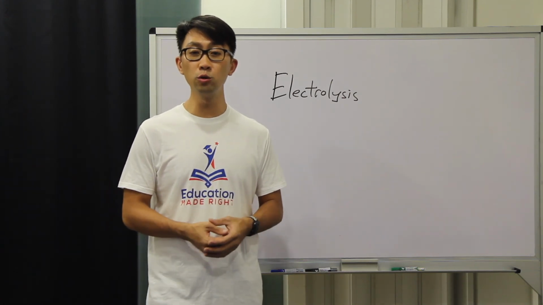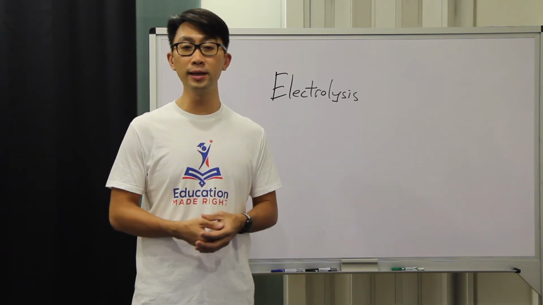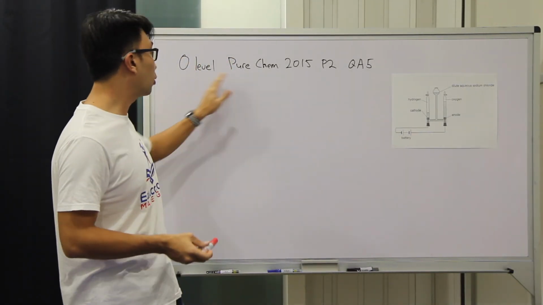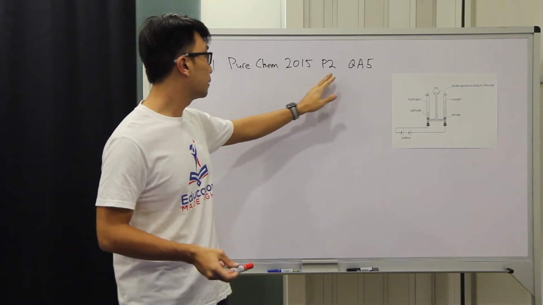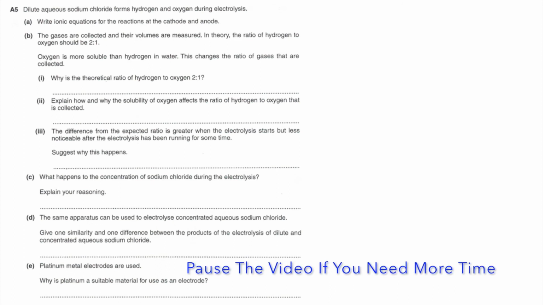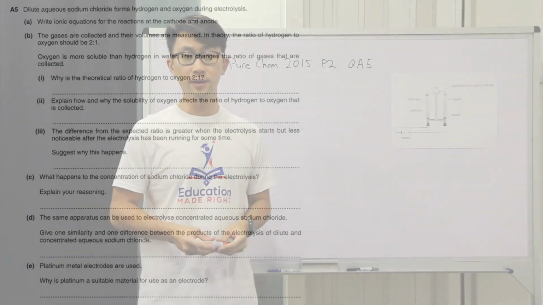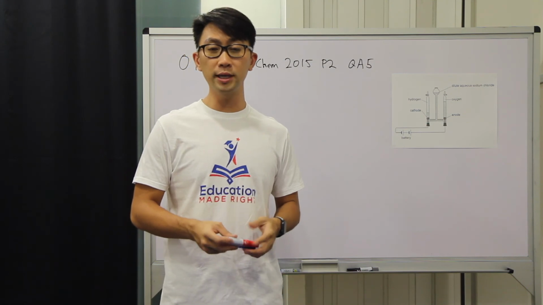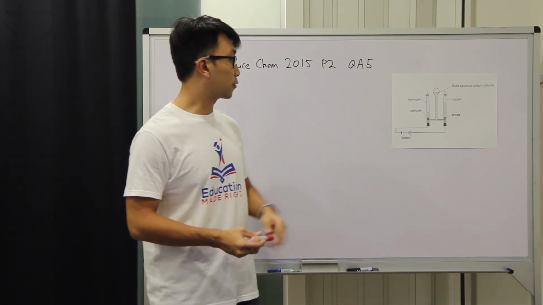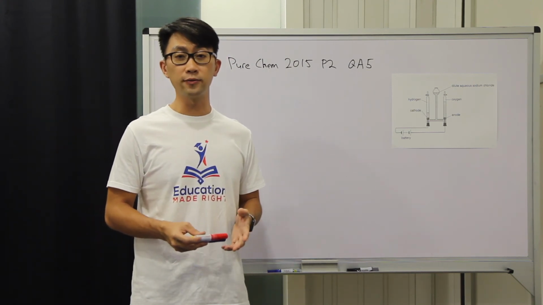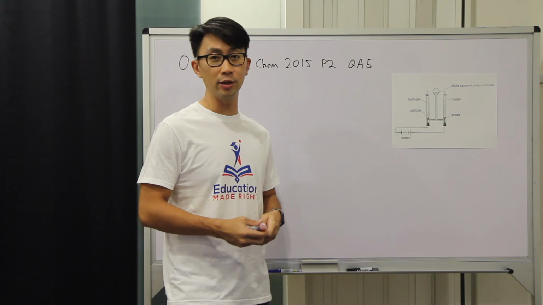So today I'm going to go through 2 electrolysis questions and hopefully they will help you understand this chapter better. Alright, here I've chosen a question from O-Level Pure Chemistry 2015, Paper 2, question A5. Let us first have a look at the question. Dilute aqueous sodium chloride forms hydrogen and oxygen during electrolysis. So I've gotten the diagram printed here. Alright, for part A, write ionic equations for the reactions at the cathode and at the anode.